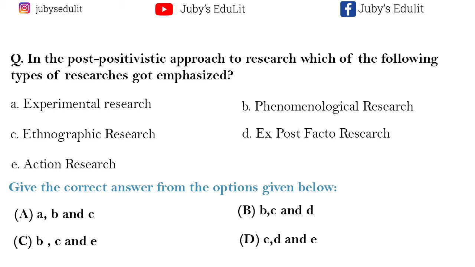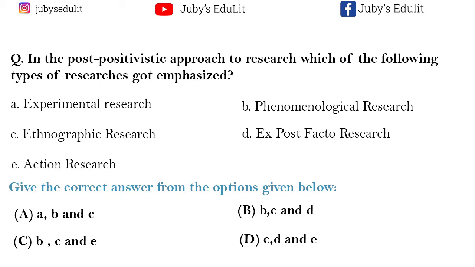Now let's see the options that have B and C, that is phenomenological research and ethnographic research in them. Looking at A, B, C, and D, we can understand that option D can be eliminated because it does not contain B and C, phenomenological research and ethnographic research. So we can eliminate option D. Now comes A. Option A has experimental research, which we have already proved is a wrong option. So let's eliminate that option as well.